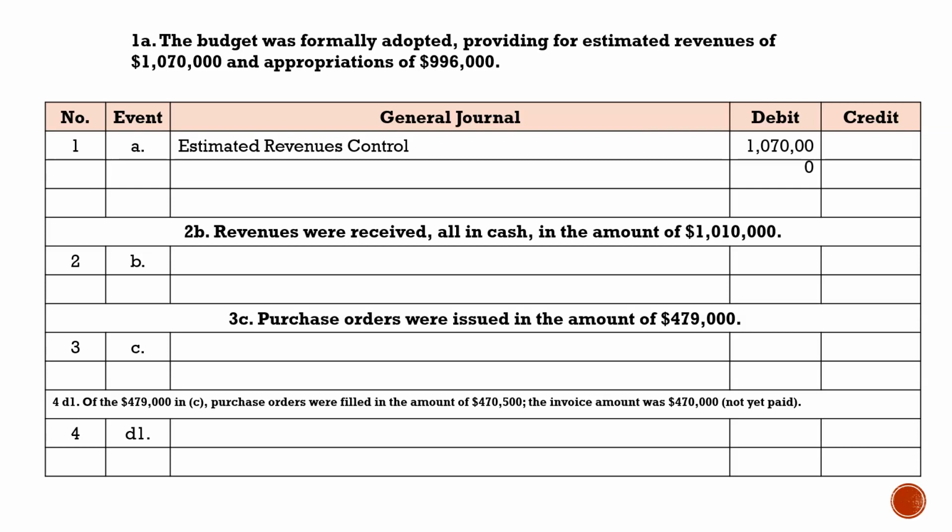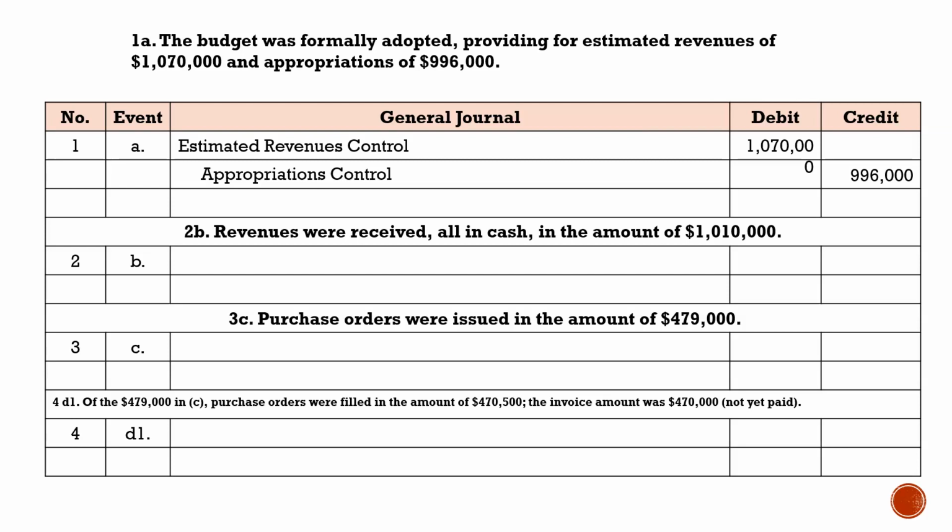We will do that for $1,070,000. And then we will credit the appropriations control. Again, appropriations are kind of like an expense, but these are estimated, so we're going to do the opposite. We're going to credit those for $996,000.